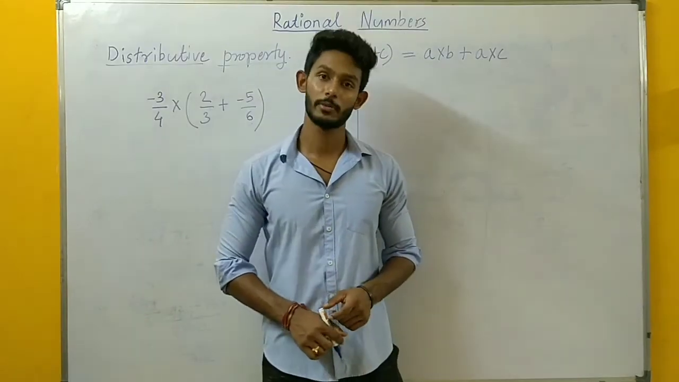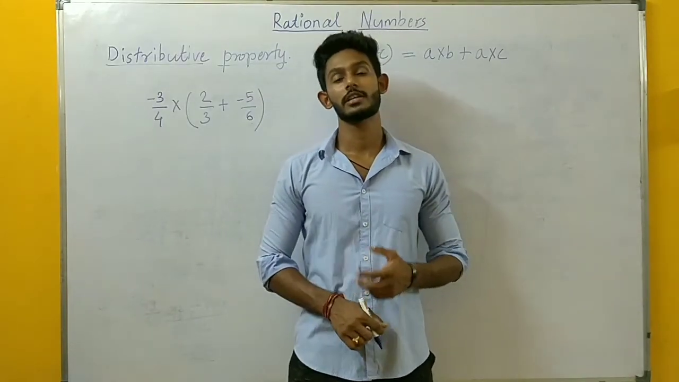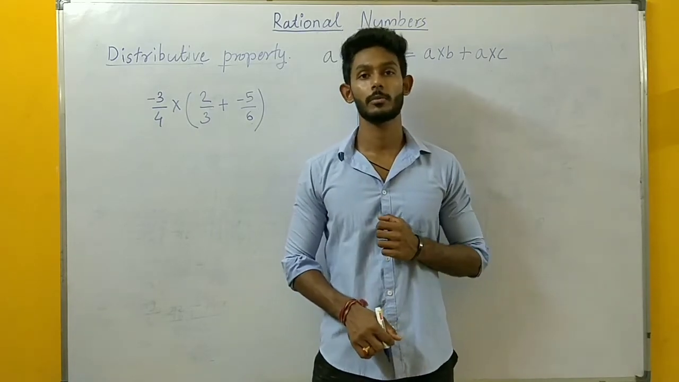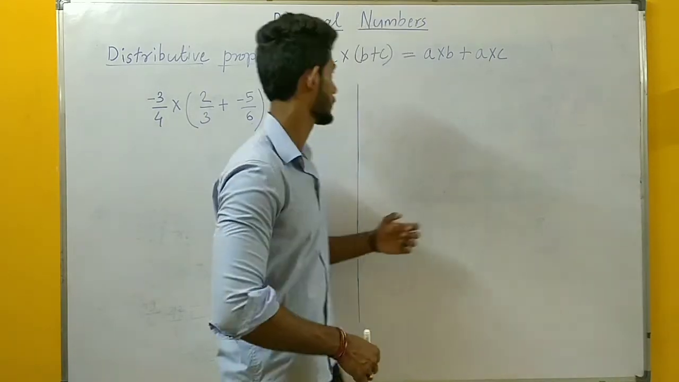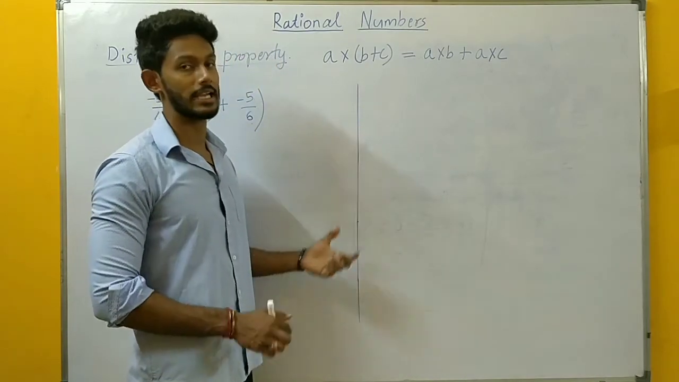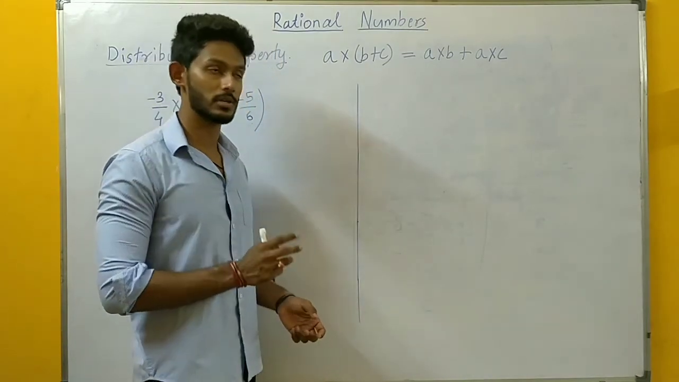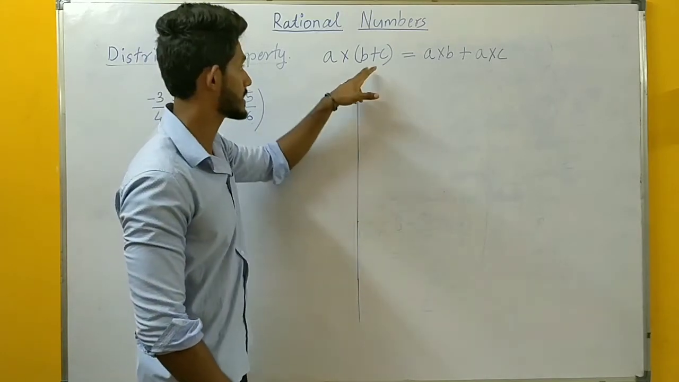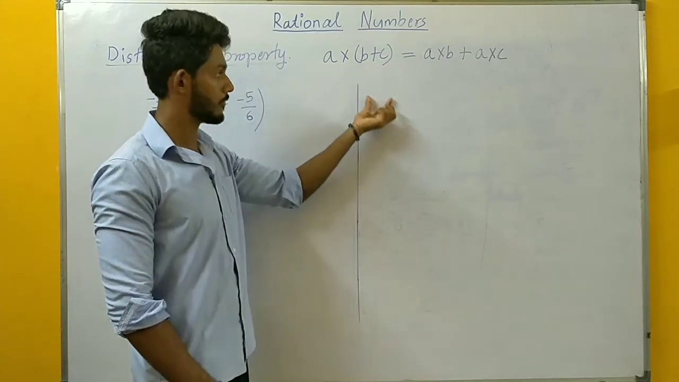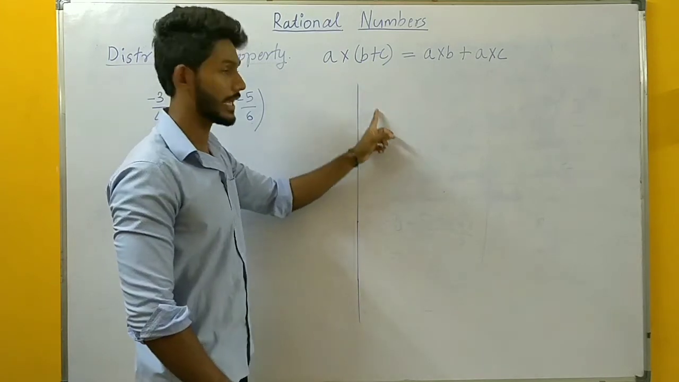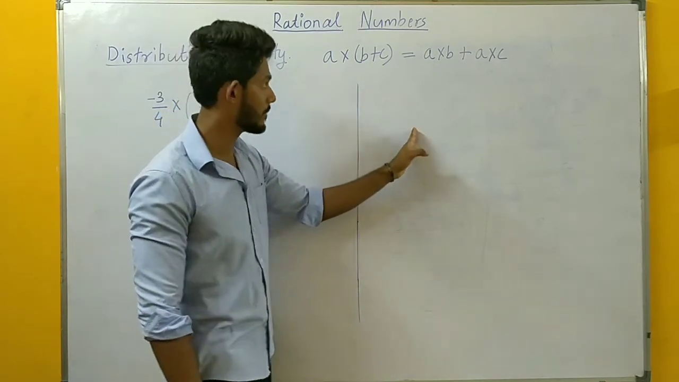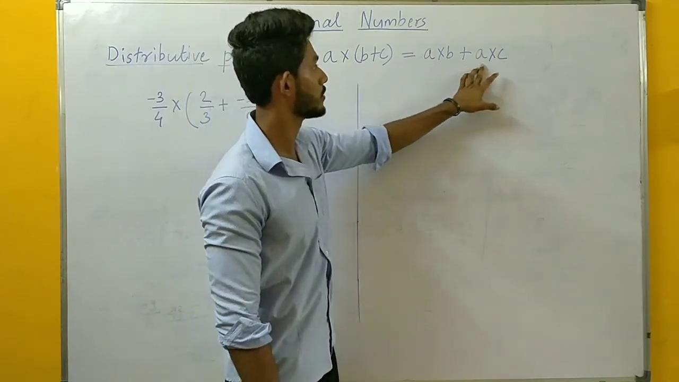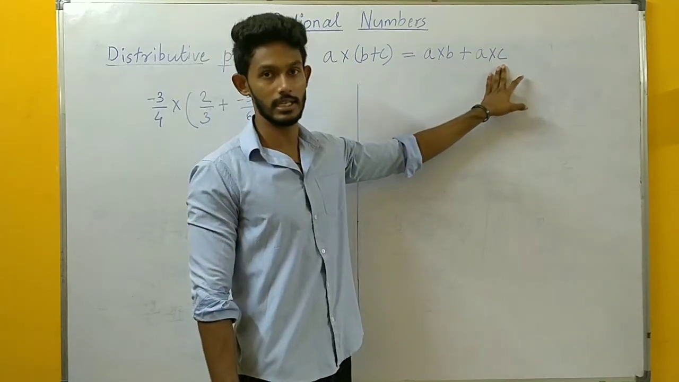Next property is the distributive property. We have all studied the distributive property for integers, and now it's time to learn the distributive property for rational numbers. The distributive property says that if we have three rational numbers, say a, b and c, then solving b plus c first and multiplying a to it is the same as adding the product of a and b to the product of a and c.